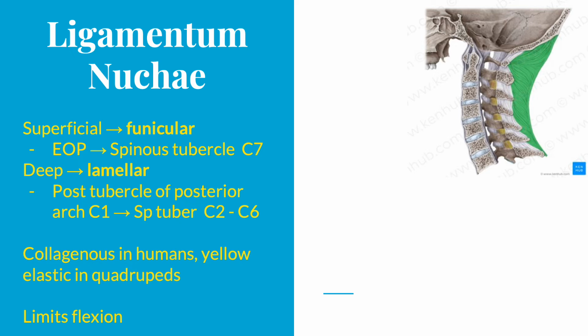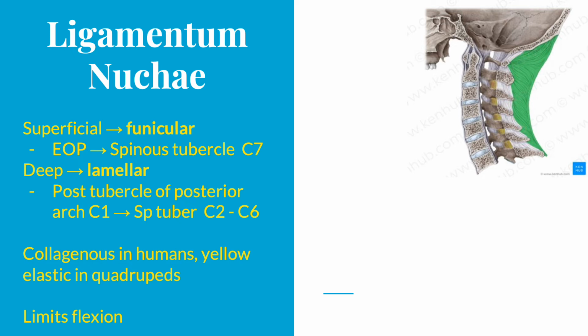So the ligamentum nuchae is actually one of my favorites for really ridiculous reasons that I will explain later. But there's 2 really important parts, and these tend to be fill-in-the-blank questions. So you want to know about the different layers of the ligamentum nuchae. So first of all, it's collagenous in humans, and then it's going to be more yellow elastic in quadrupeds.